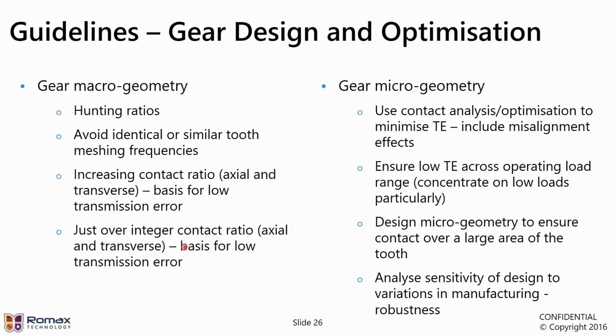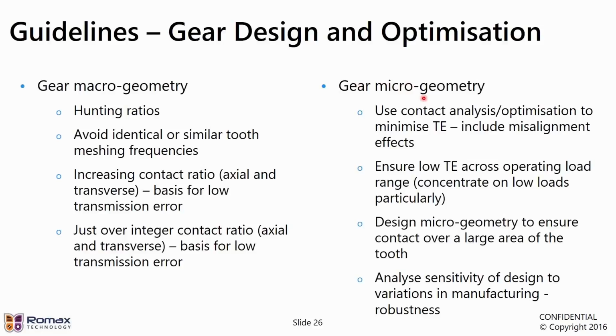And in particular, even though bigger is better in terms of contact ratio, we want to be looking for a contact ratio which is around the integer, a whole number. In fact, ideally just over. So we're talking a contact ratio of 2.1, that kind of thing. We don't have time to go into the reasons for that now, but those give you the best conditions for low transmission error, and they're also the most robust in terms of their sensitivity to variability in the parameters. So that's the macro geometry.